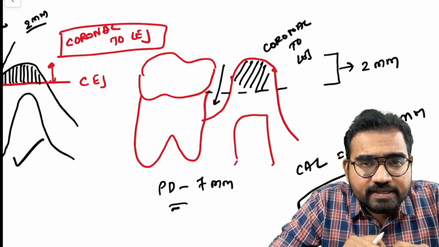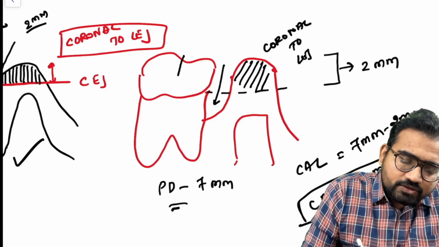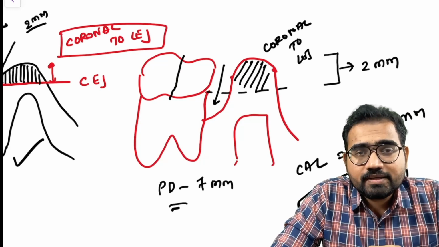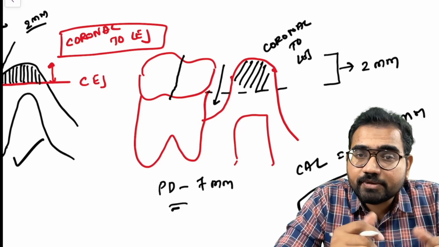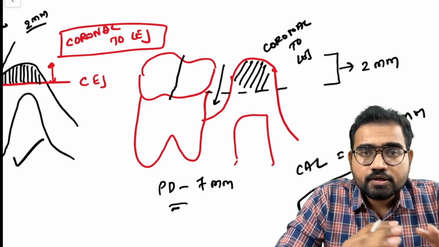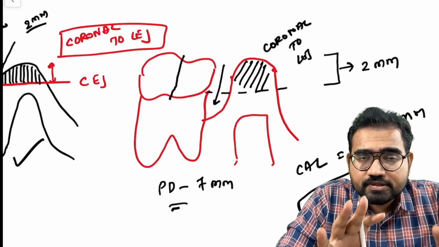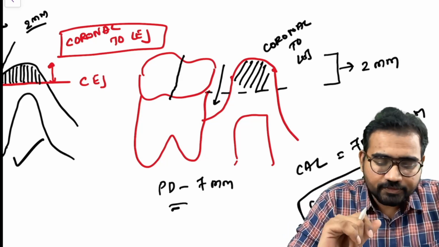How to detect CEJ? Very simple. You take a probe, you run it along the crown, and there will be a sudden dip. That is called the cemento-enamel junction. 60% of the time cementum will overlap the enamel. So this is the first scenario: a patient with the gingival margin coronal to CEJ but presence of pocket, and we are going to measure the CAL.